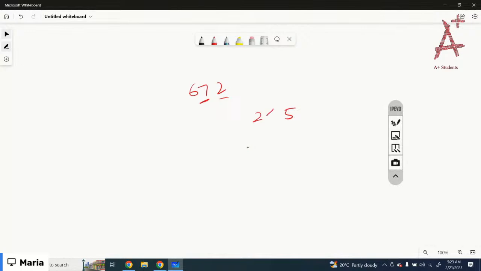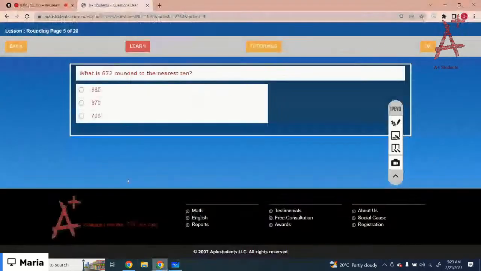Got it? That means you have to round on the same digit. So you can round on the 7 and replace the other digit with the 0. Got it? So the correct option is, you have to replace the 2 with 0. So the correct option is 670. Got it? 672 is rounded off to 670.